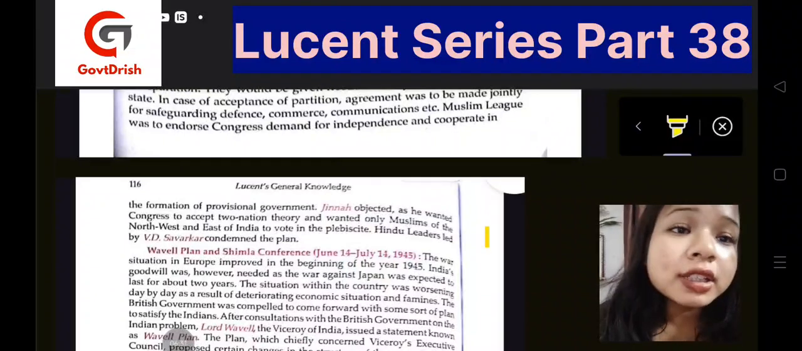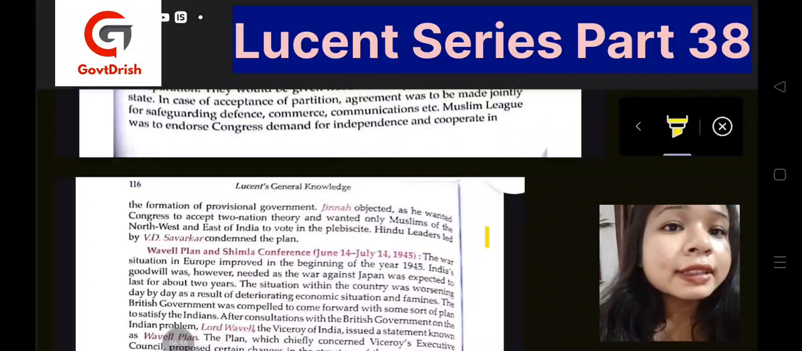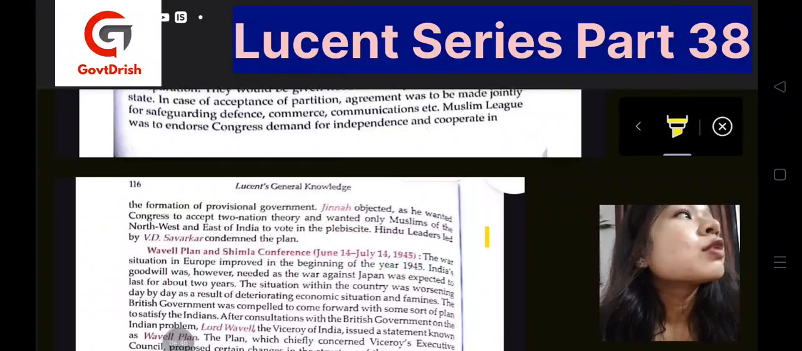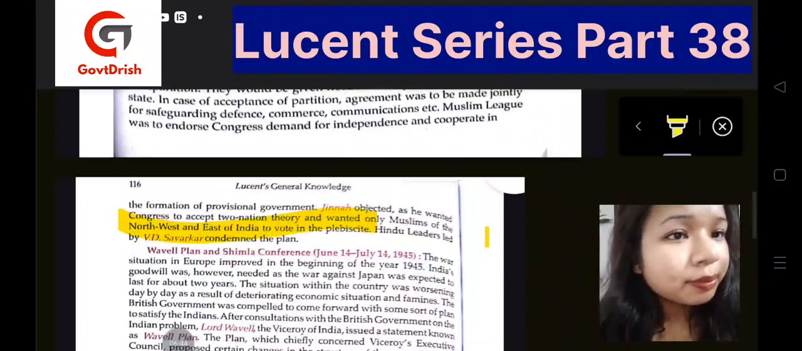Jinnah objected because he wanted Congress to accept the two nation theory, and he only wanted the Muslims of the northwest and east of India. He didn't want to divide the Muslims in that way, he just wanted the Muslims of these particular places.